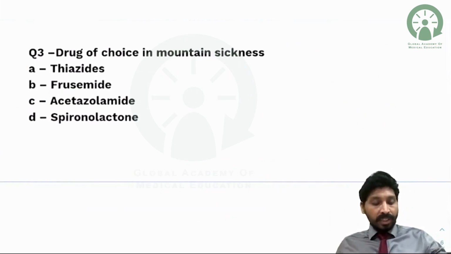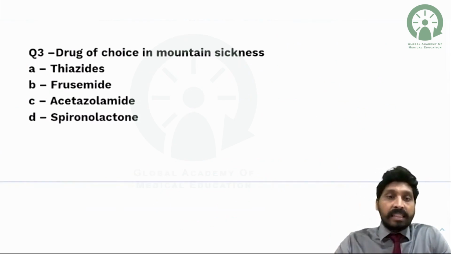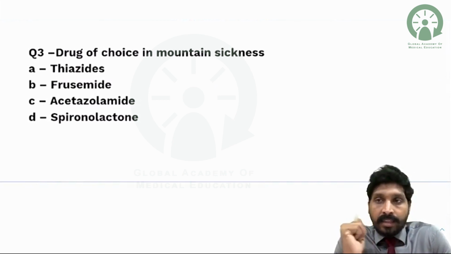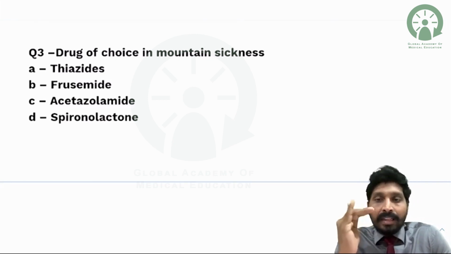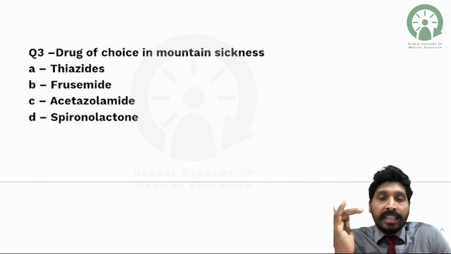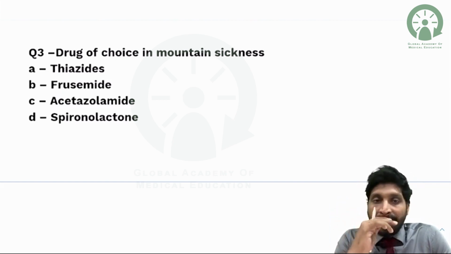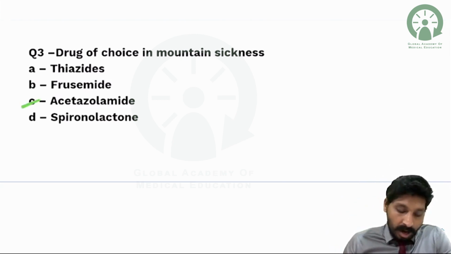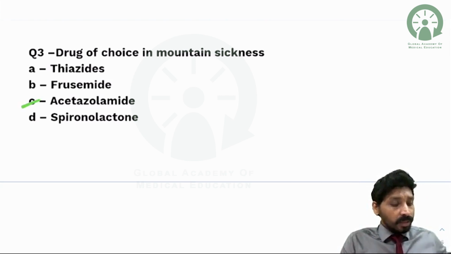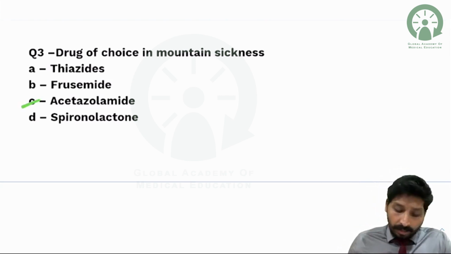So another question: drug of choice in mountain sickness. So options are thiazides, furosemide, acetazolamide, spironolactone. So what will be the drug of choice in mountain sickness? So when you are going to high altitude, there is a decrease in your blood oxygen levels, which leads to mountain sickness. So respiratory compensation has to be there. So to avoid that, what? So the correct answer will be acetazolamide. How it works, I'll tell you. So acetazolamide, how does it work?